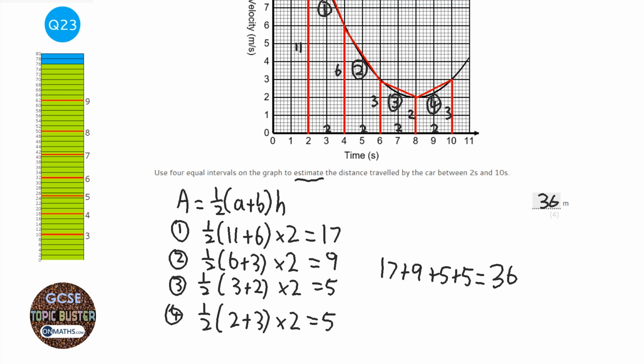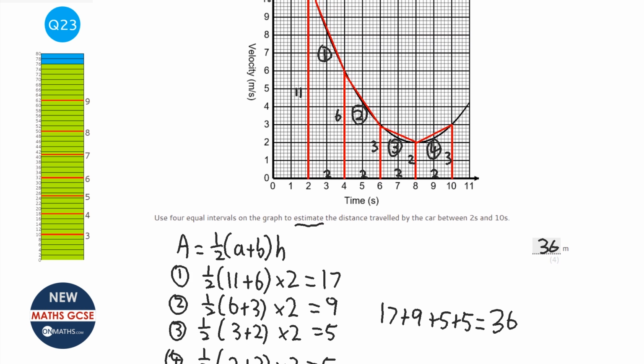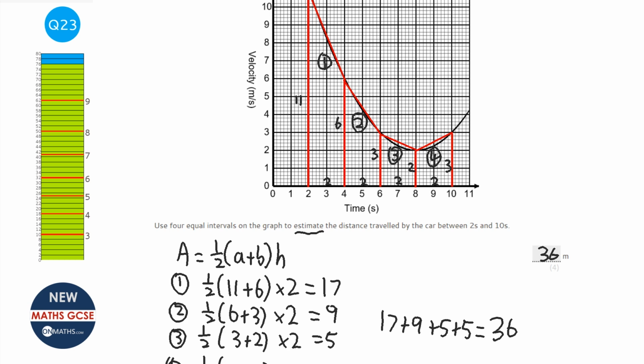Now commonly with this question you're also asked whether it's an overestimate or underestimate. If you have a look at the trapezium, this bit here and this bit here, we've counted that as area, and actually there's little thin strips down here. We've counted as area that actually isn't area. So this one will be an overestimate. If your trapezium goes the other way and it doesn't quite hit the curve, then it's going to be an underestimate.